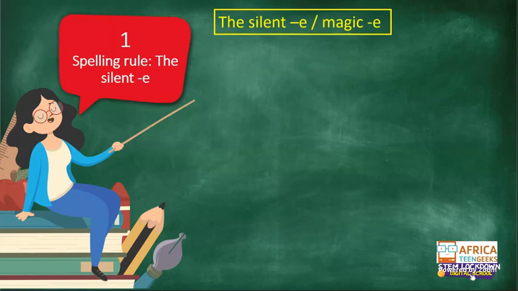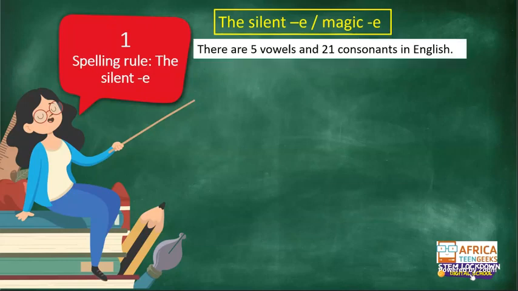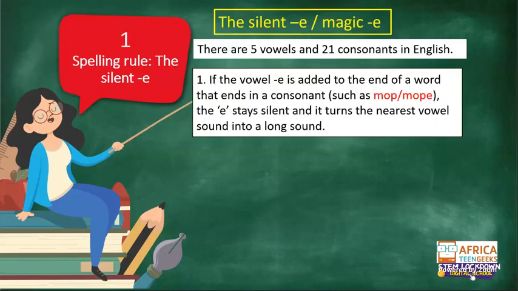Okay, so it might be something new for you then. So you know that there are 5 vowels and 21 consonants in English, right? 26 letters altogether. And one of those vowels is the letter E. So if the vowel E is added to the end of a word that ends in a consonant, such as mop, then it changes to mope. The E stays silent, but it turns the nearest vowel into a long sound. Okay, so that's the rule.